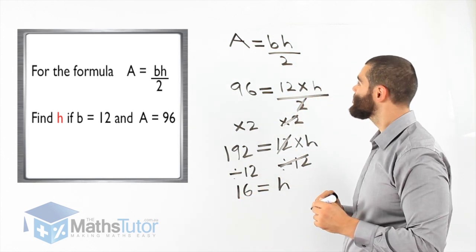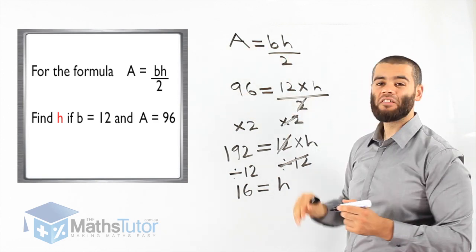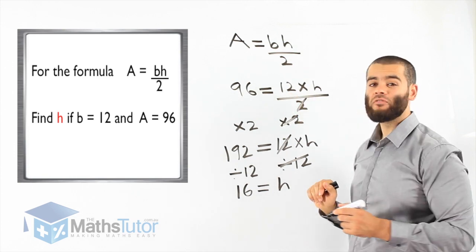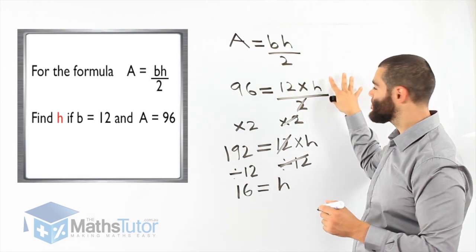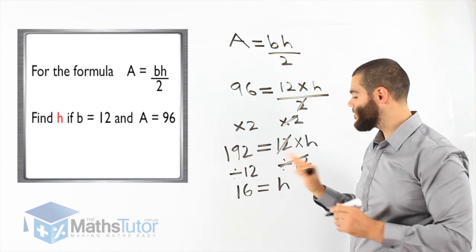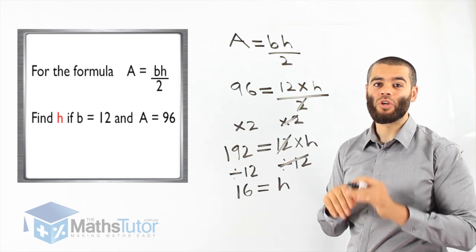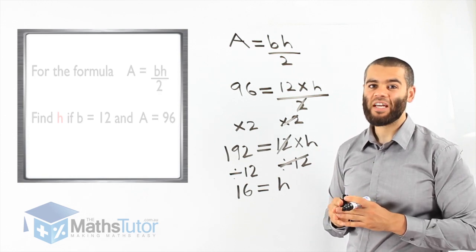So for this formula, A equals BH over 2, we're told A is 96, B is 12, we're asked to find H. We substitute the information, then we complete our equation and we find H is 16. It's pretty simple. Very important to substitute correctly. Let's do a couple more examples.